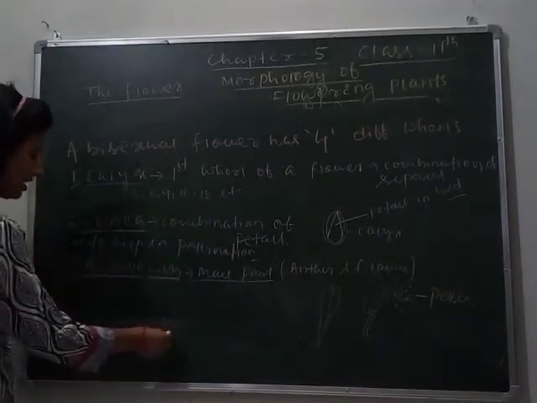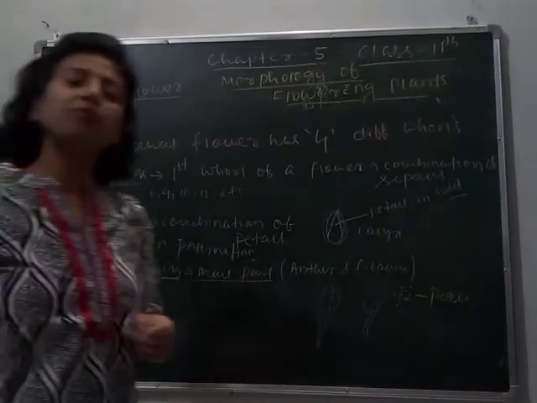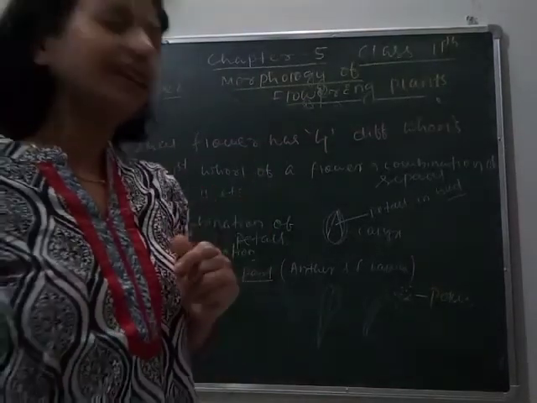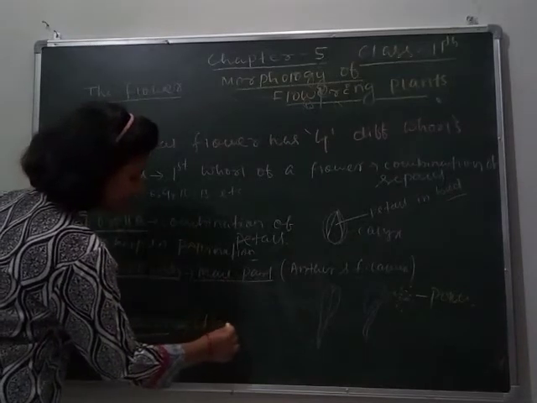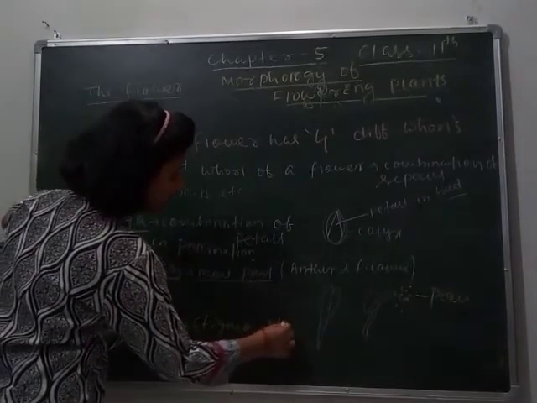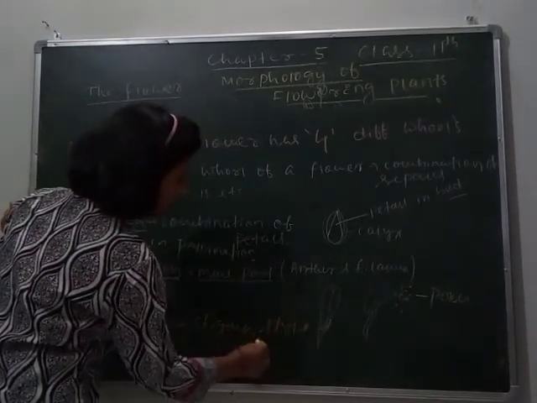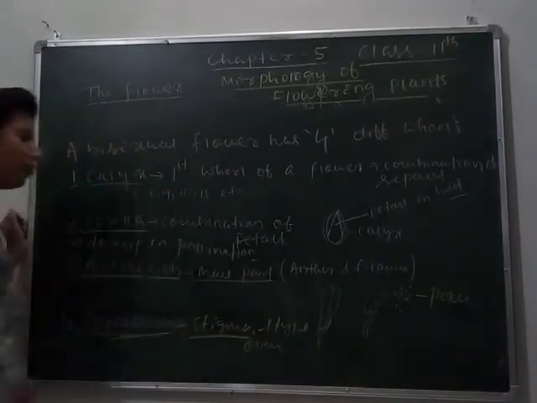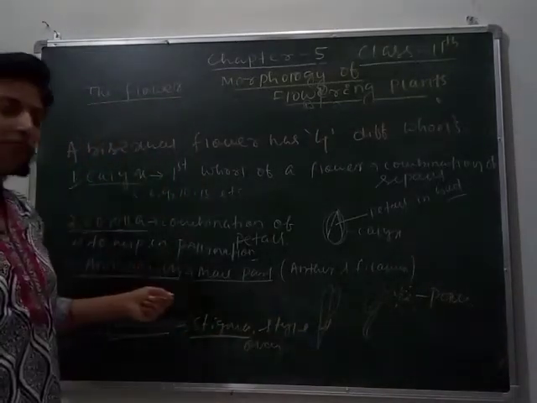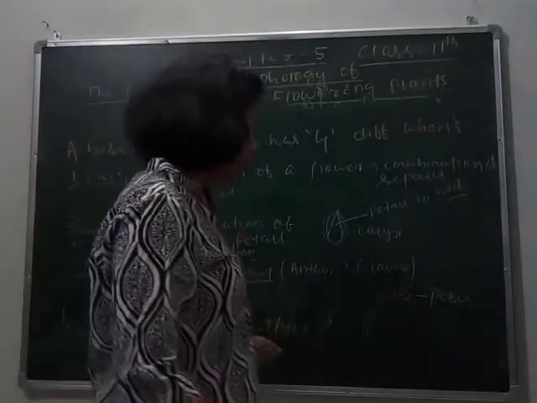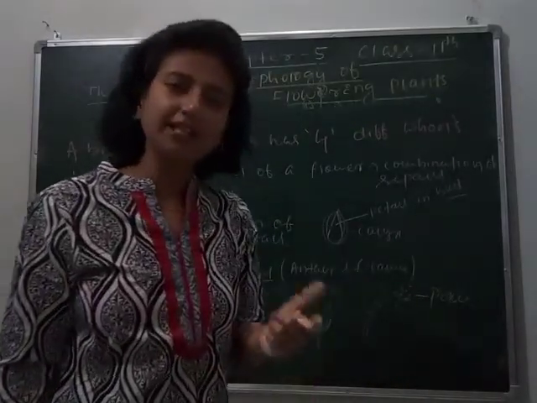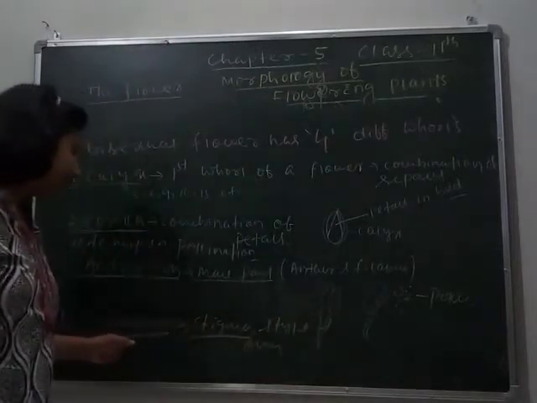Next is gynoecium, which is the fourth whorl of the flower. It contains the female part, that is stigma, style and ovary. So stigma, as we know, is known as the landing platform for pollen grain. Style carries the pollen grains towards the ovary and inside ovary fertilization takes place. So gynoecium is the fourth one.